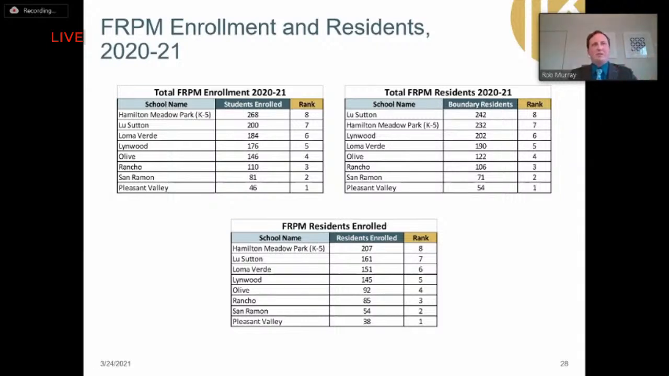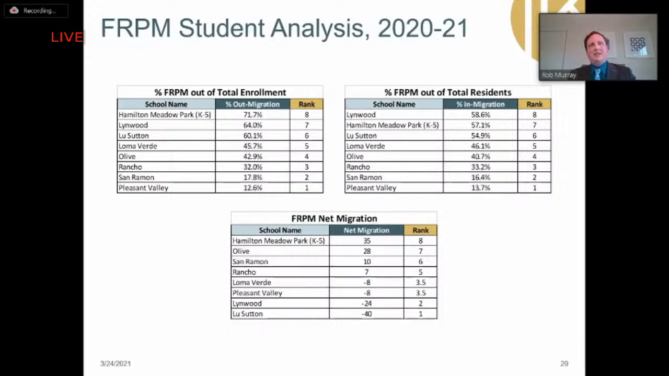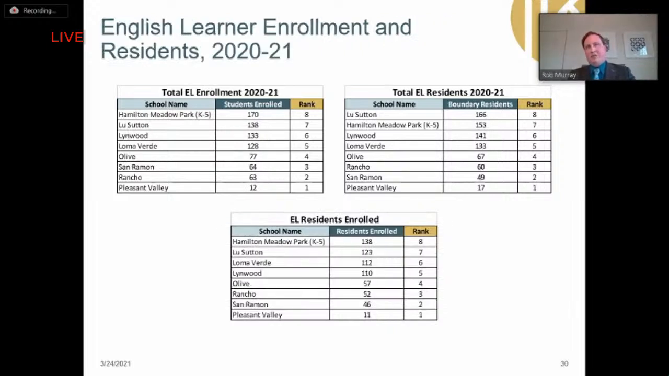So you have the total FRPM enrollment at each site, and then within each site's boundary, the total FRPM residents, and then the FRPM residents who are enrolled in their local school's boundary. And then the percent of each school's enrollment that qualifies for FRPM, the percent of each boundary's residents, and then that net migration again. So which schools bring in more FRPM students than they have going somewhere else, and vice versa.